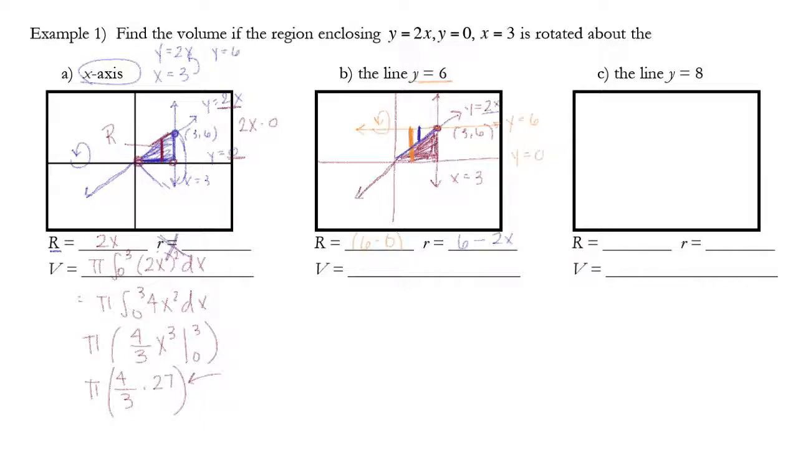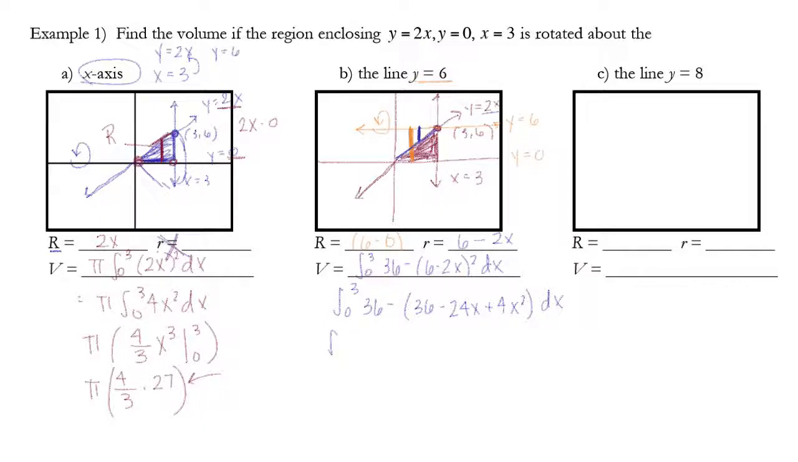So really, when we start talking about this volume, we're going to be integrating. And again, it's still from 0 to 3. And we have big R squared, so 6 squared or 36, minus little r squared, which is going to be 6 minus 2x all squared dx. And then we do need to FOIL out that second part. So again, integral from 0 to 3. We have 36 minus, and if we square this, we're going to have 36 minus 24x plus 4x squared.